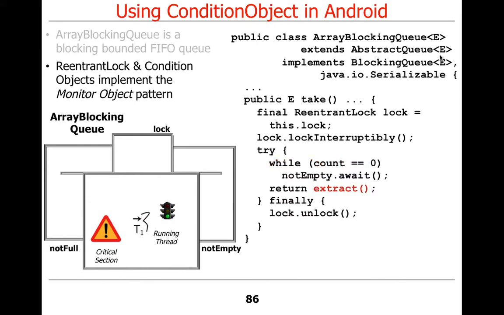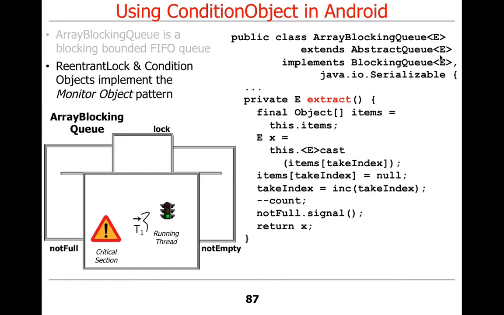OK, assuming that we do, in fact, have an item in the queue, it's not empty, we then call extract. Extract does some stuff to remove stuff, and it updates the index, decrements the count, and then it goes ahead and it signals the not full condition. Now, in this particular case, there was nobody waiting for the queue not to be full, right? That wasn't being done at the moment.